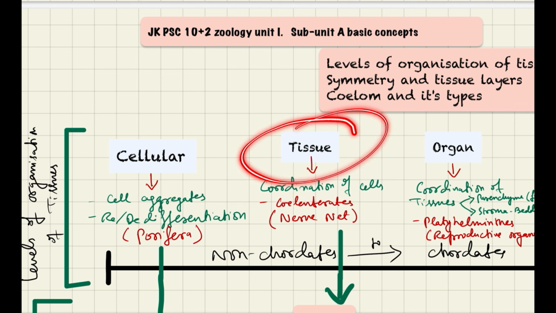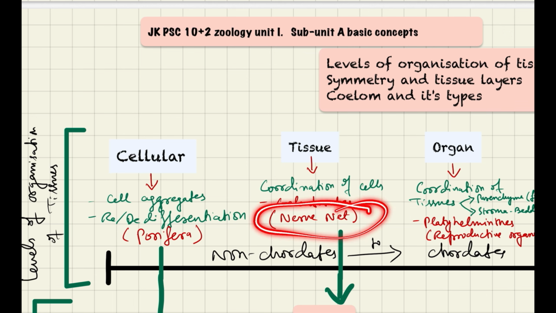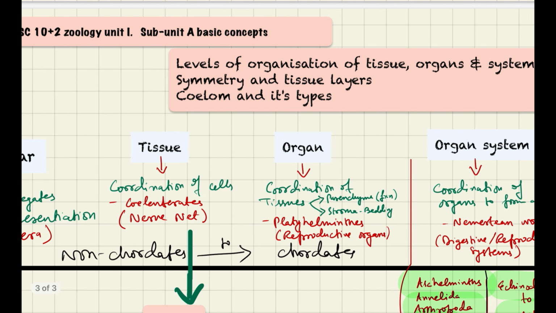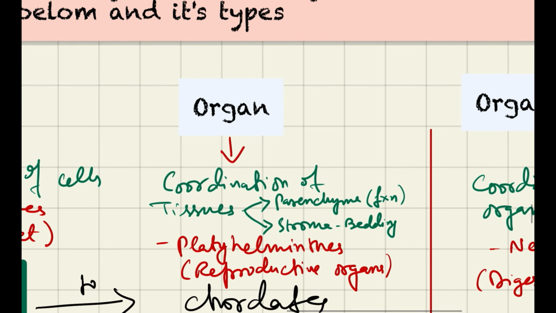Now moving to the tissue level of organization, here the cells are coordinating with each other, coming together and forming a specific tissue for a specific task. For example, the nerve net in coelenterates. This is found in coelenterates. Then let's come to the organ level. In the organ level, various tissues come together and coordinate with each other to form an organ. And this organ has two parts.